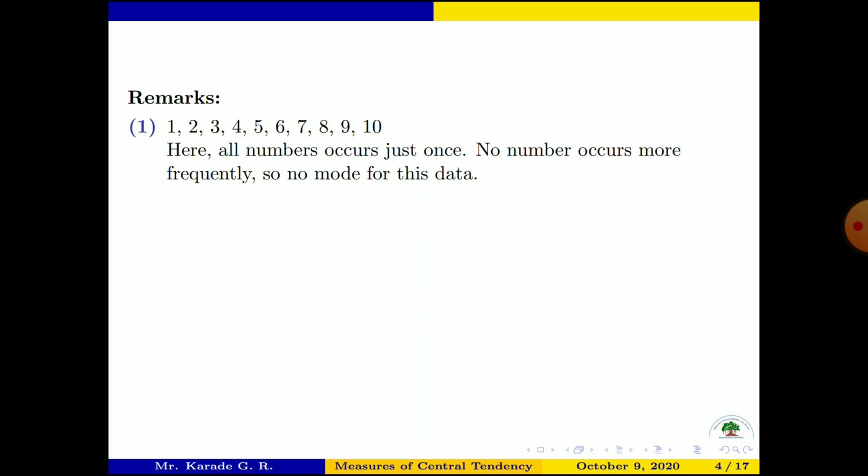Some data are like this, where there is no number which occurs more frequently, therefore there is no repetition in the data. Therefore in such a type of data there is no mode. Therefore mode may or may not exist for a given data.